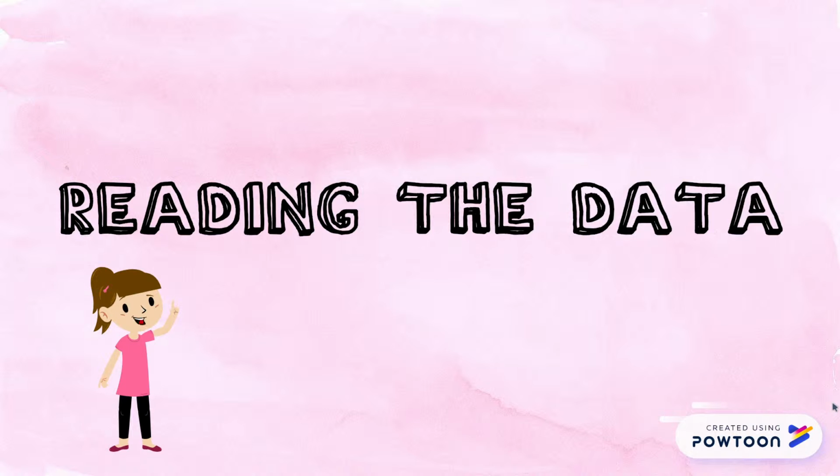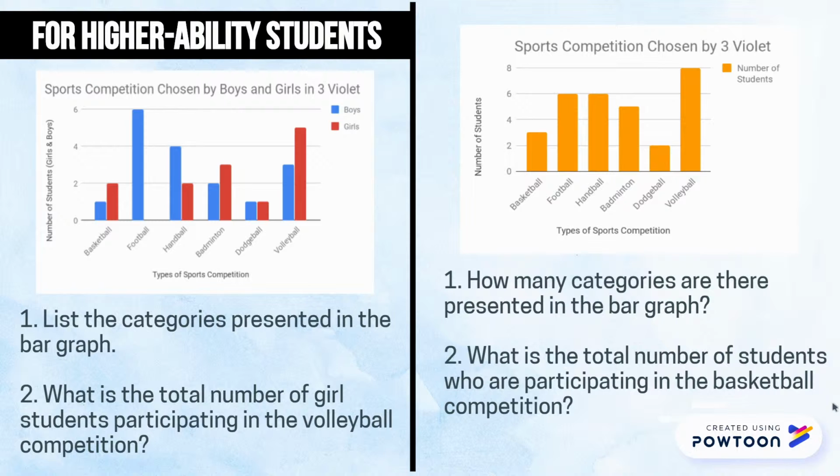Now, let's look at some of the questions that can be asked in the first level of graph comprehension, reading the data. These are some of the questions you can consider asking your students. So the difference between the question asked here is that high ability students are provided with a more complex bar graph, and the way of asking the questions are different.